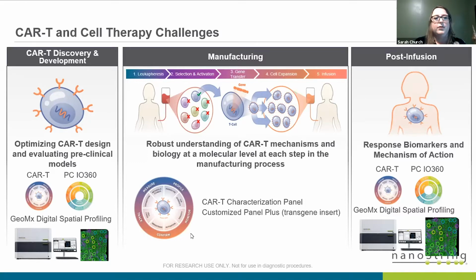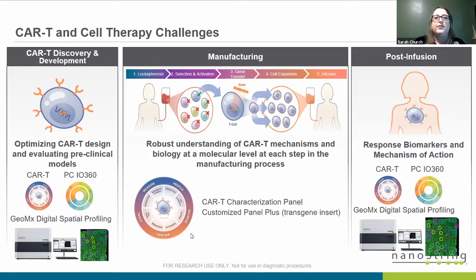For the manufacturing portion, we have focused on robust understanding of CAR-T mechanisms and biology at the molecular level of each step of the manufacturing process. As I'm sure you all know, there are many quality steps for the manufacturing CAR-T process that provide some challenges. In the apheresis phase, the challenges include the patient samples coming in are highly complex, and viability and purity of samples are of utmost importance.